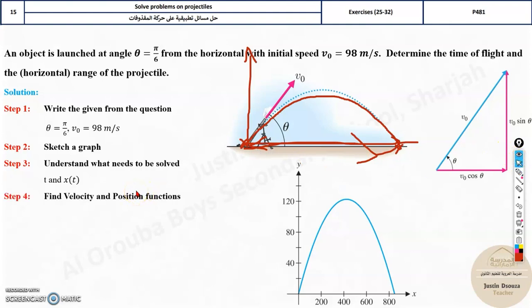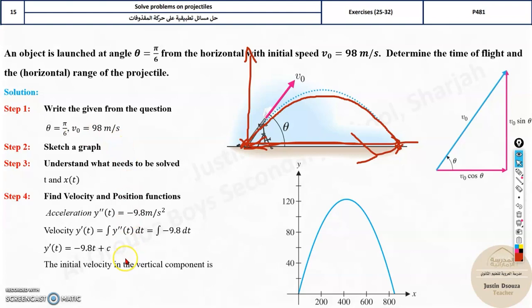But here it's the same as the previous one. Please be thorough with the previous problem, or you can click on the description and watch the projectiles lesson. There are many real world problems, and if you're thorough with it, this will be very easy. Use the acceleration. Now we will deal with the vertical component first. Acceleration in the vertical is always gravity acting downwards, minus 9.8 meters per second squared. Now we can find the velocity easily by integrating this, nothing much. And then we get this in terms of c. What is the c value? You need to find it.